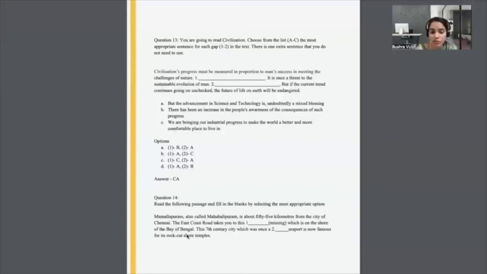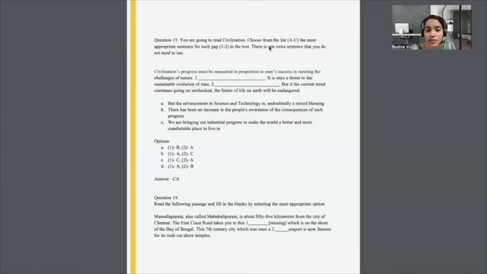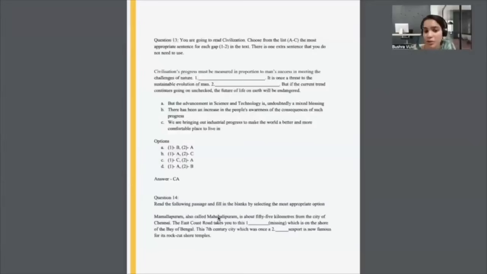Which is on the shore of the Bay of Bengal. So the East Coast takes you to consequential. Consequential as in something that is in a consequence. Momentous, historic, fateful. Historic is something that is related to history. Fateful is something that has some fate attached to it, right? That has happened due to a cause. So the correct answer here is historic, because it has history. We're talking about Mahabalipuram.